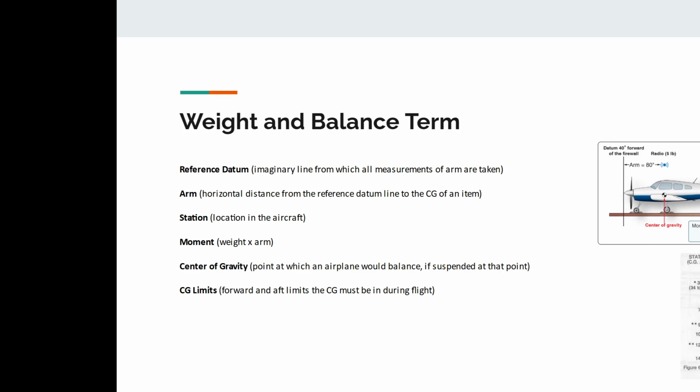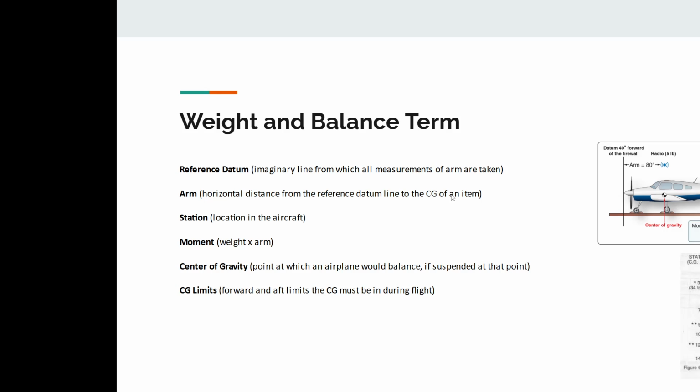So we've got our basic weight and balance terminology, starting with a very important one, which is known as the reference datum. The reference datum is essentially an imaginary line where all the measurements are taken along the aircraft. This is determined by the manufacturer. Let's say in this example to the right, they decided that they were going to take all measurements from the tip of the spinner. And so that's how they would calculate things.